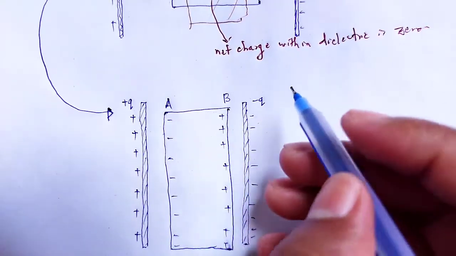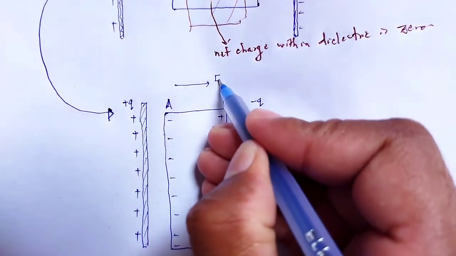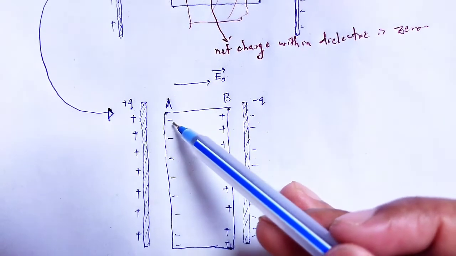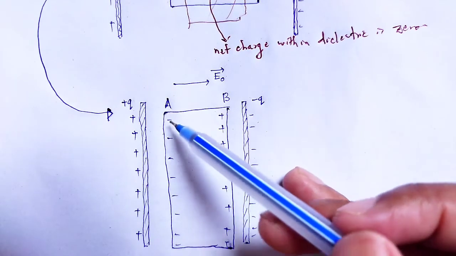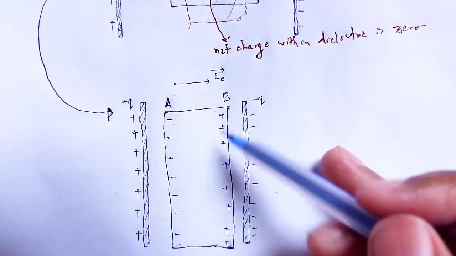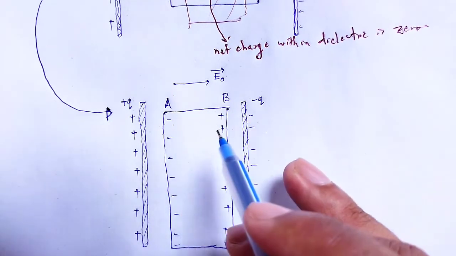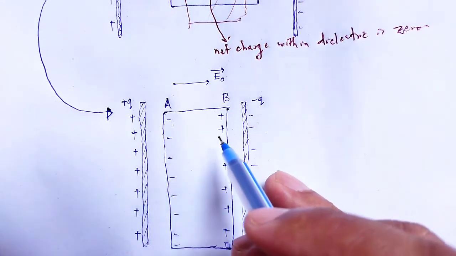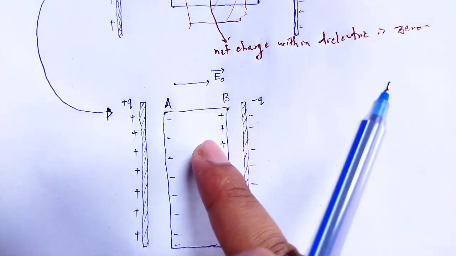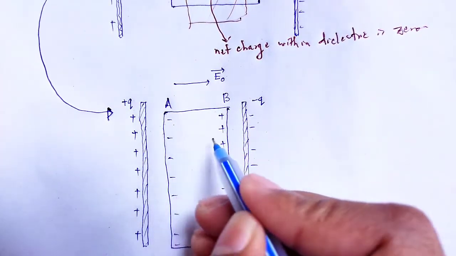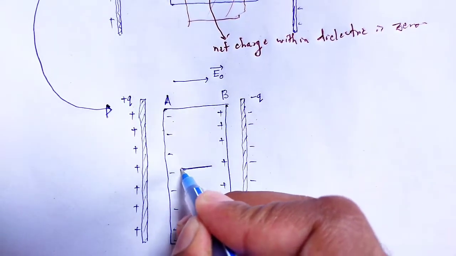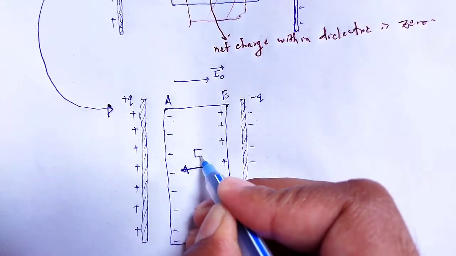with the application of external electric field E naught. The net negative charge will appear on surface A and net positive charge on surface B of the dielectric. The appearance of net negative charge and positive charge on opposite faces of the dielectric produces an electric field. Here an electric field is produced, this produced electric field is EP.